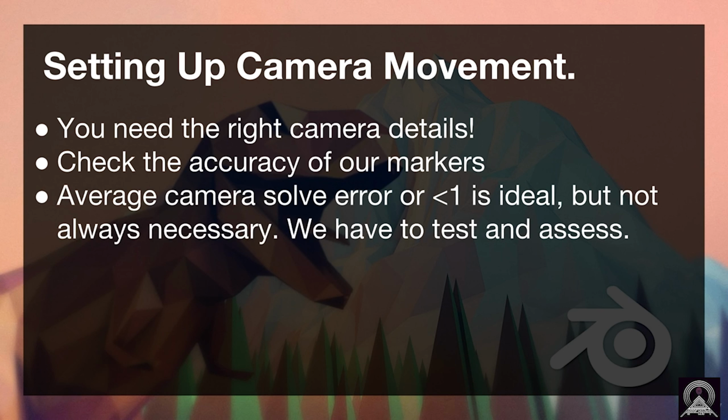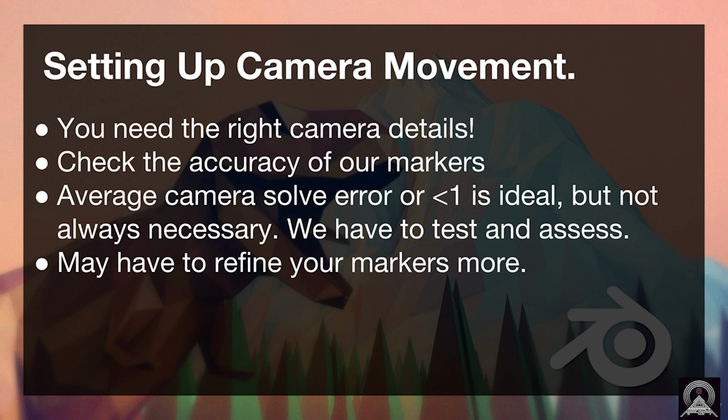Now, an average camera solve error of less than 1 is ideal, but that's not always necessary. We may have a camera solve error of 6 and it work out to be absolutely fine. We do have to test and assess as we go through. You may have to refine your markers more. It may be that one of your markers is causing a big problem, so you have to get rid of it.